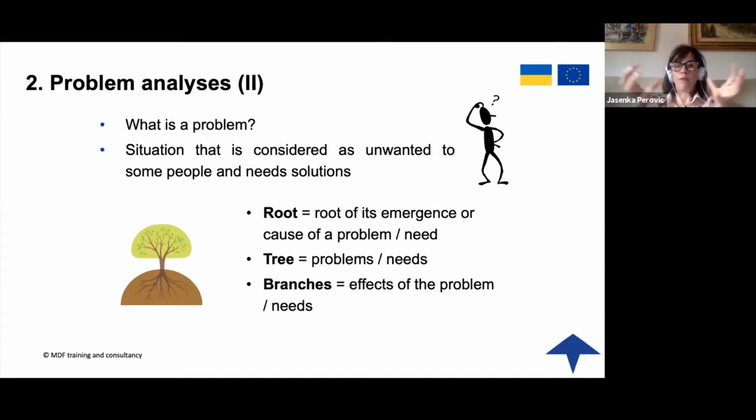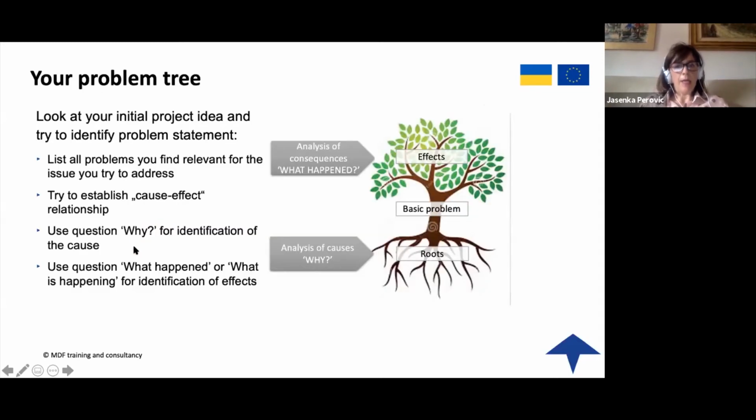And this problem, every problem, of course, has its roots, has its tree, and the branches. And this is how you develop the problem tree analysis. You look at your initial project idea and try to identify your problem statement. So you start with the main problem here, and then list all of the problems you find relevant for the issue you are trying to address.